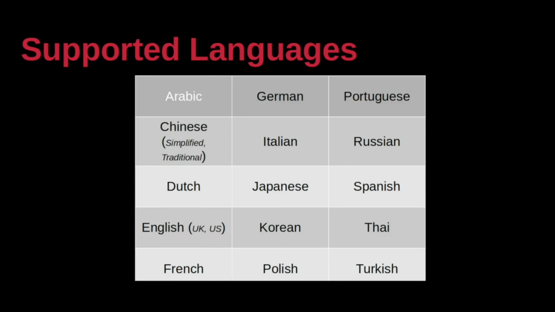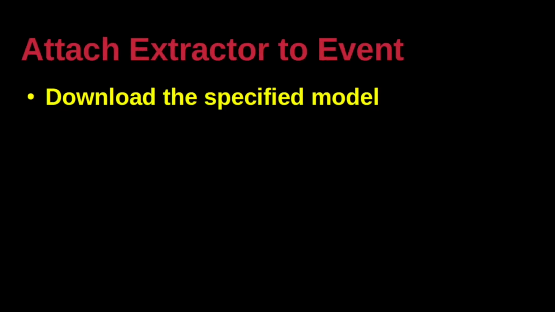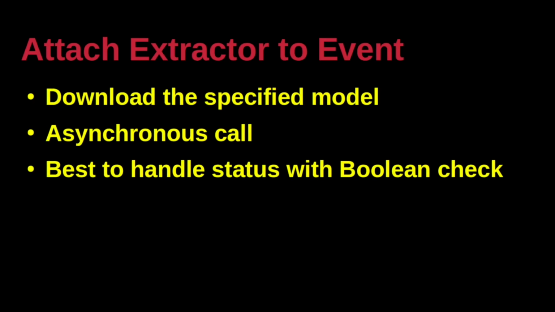The list of supported languages under the current beta is 15. Note that Chinese and English have locale options. The code to download the extractor is attached to an event. The call is asynchronous. It is best to determine the status of the call with a Boolean operator check.